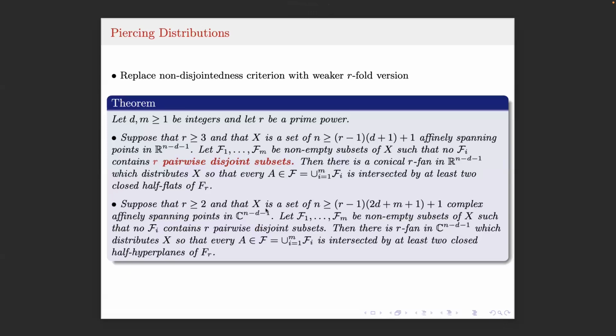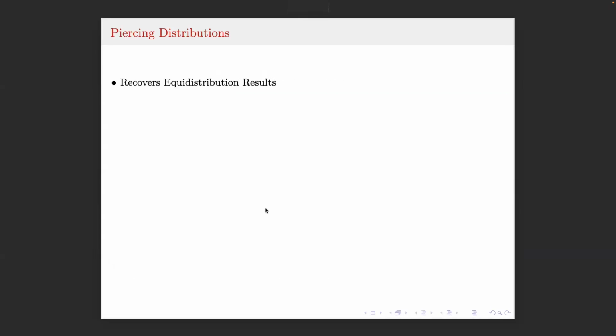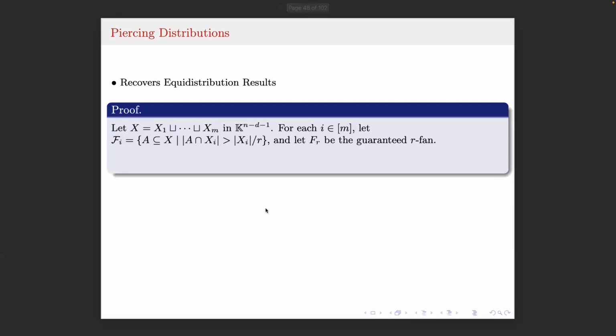And likewise, you have the same thing in the complex setting, same number of points, same condition, no r pairwise disjoint subsets. Instead of saying that every member of each family is intersected by two closed half-flats of the fan, you could say, probably a little more succinctly, that no member of any family is contained in the interior of any blade. It can't be completely contained inside of any open blade. So just like Dolnikov recovers the ham sandwich theorem, this theorem recovers the equidistribution results.